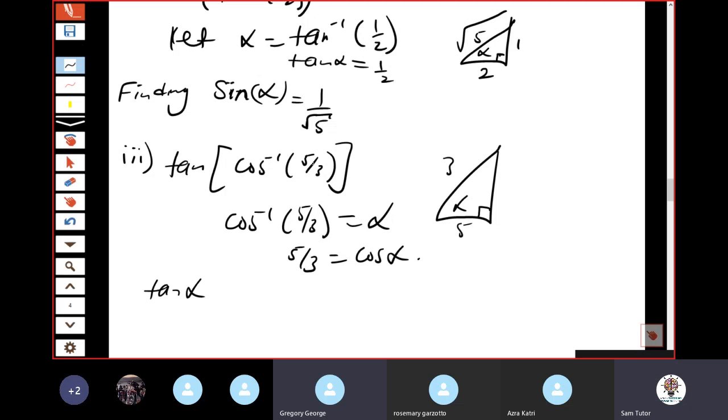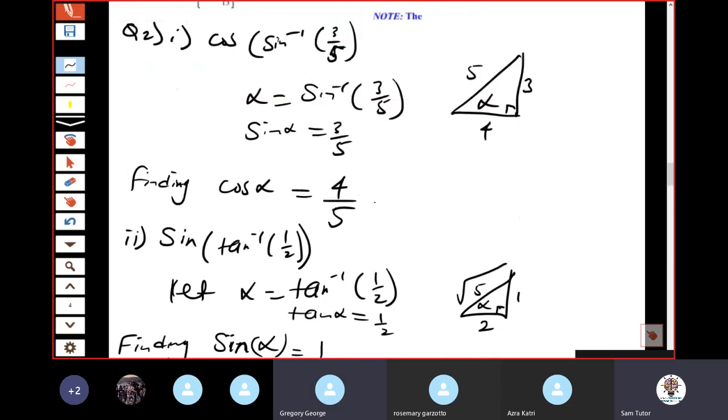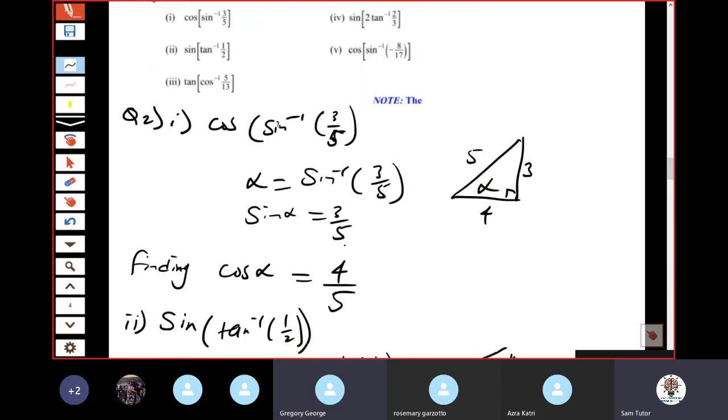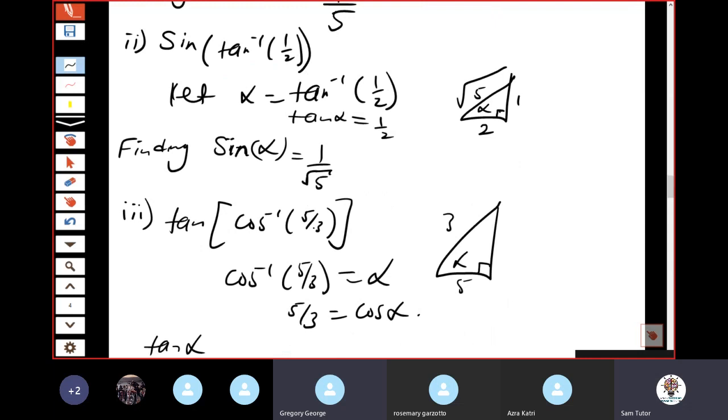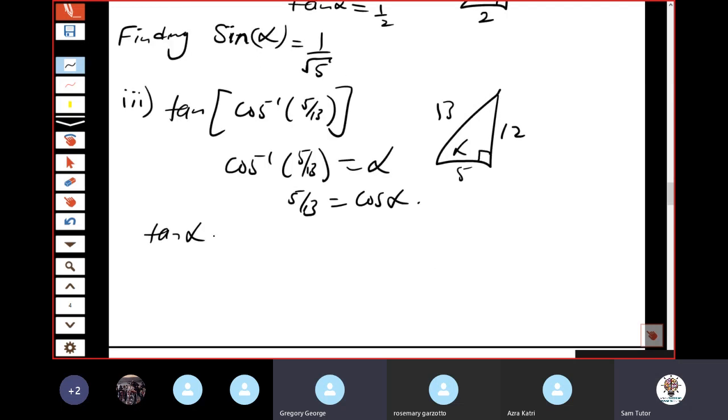Yeah, 5 adjacent. How come the hypotenuse is 3? It's meant to be the longest side. 5 over 13. Yeah, there we go. And that, I think, is 12. And then, of course, tan alpha is 12 on 5. Easy. Thank you. All good.